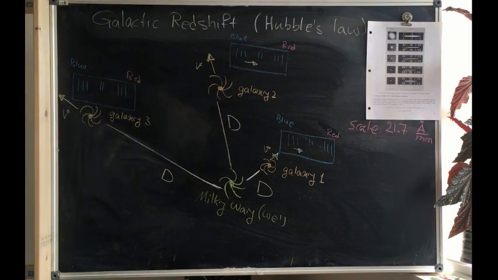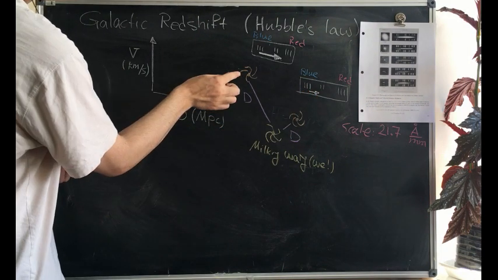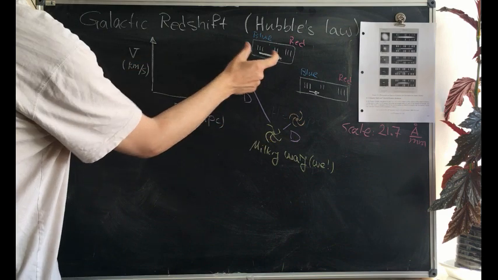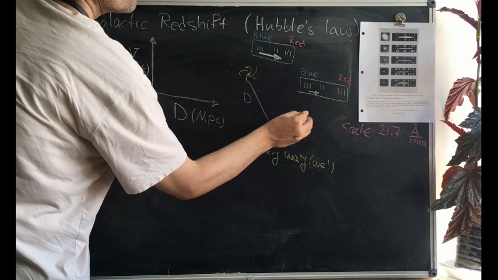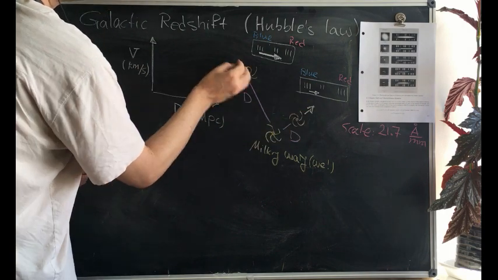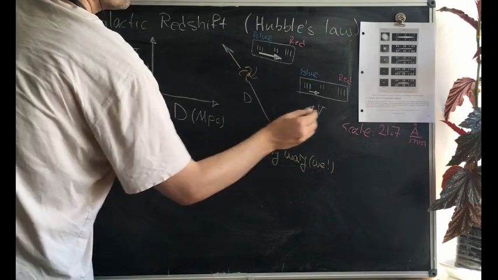This is the redshift for the second one, and the last one. And the further they are, the larger the redshift is. You see, this arrow represents the redshift. This is happening for all galaxies, and it looks like they are all moving away from us.